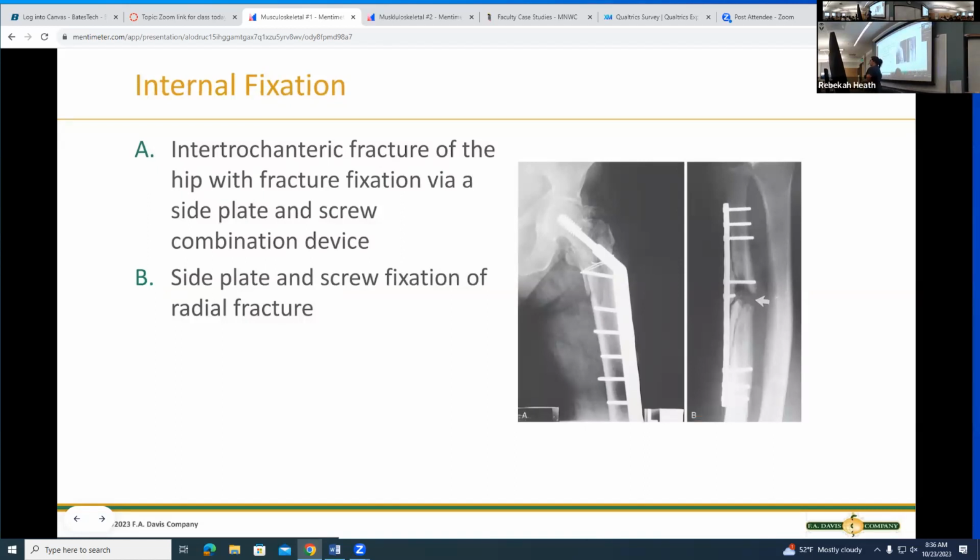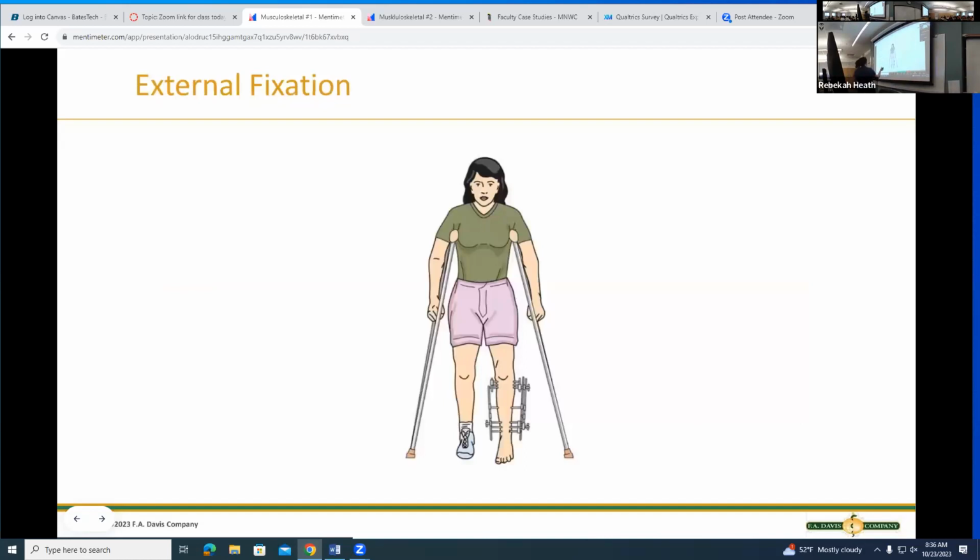That's internal fixation. External fixation might look something like this, where you have the screws and pins and plates inside your leg, but usually it means you really messed up your leg or whatever bone that is, and you need external fixation to help hold this back together. And eventually it comes off.